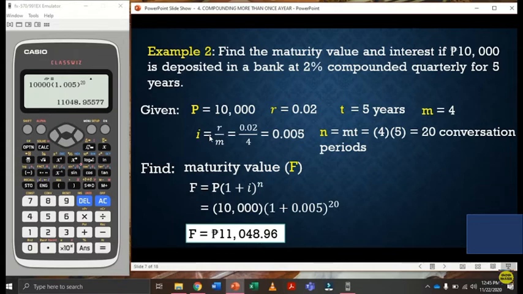This is the scientific calculator. The 10,000 is our principal. Then 1 plus 0.005 to the power of 20, where N equals M times T, 4 times 5. M is the conversion frequency, 4 since it is quarterly, and 5 is the years. So 20. The answer is 11,048.96 pesos.